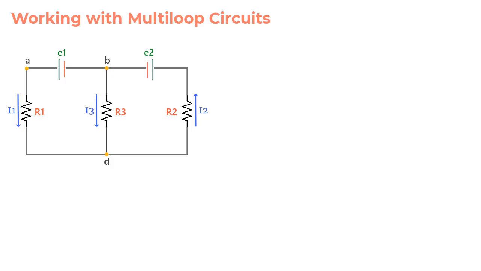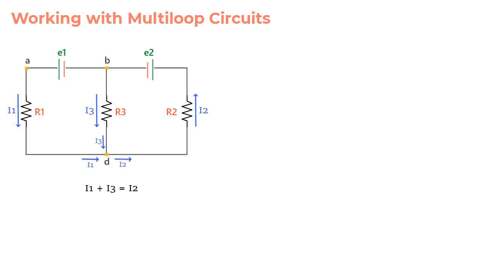Now let us focus our attention on junction D, and we see that this junction is being fed with charges coming in due to current I1 and current I3, and the outgoing current is I2. Since the charge in the circuit remains the same, the charge flowing in must be equal to the charge flowing out. So we can say that I1 plus I3 should equal I2.